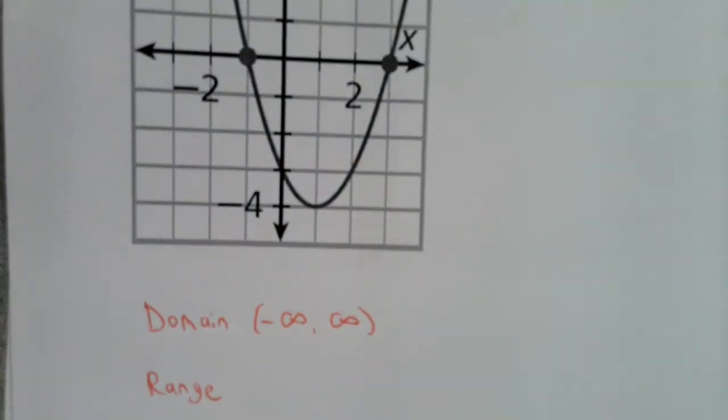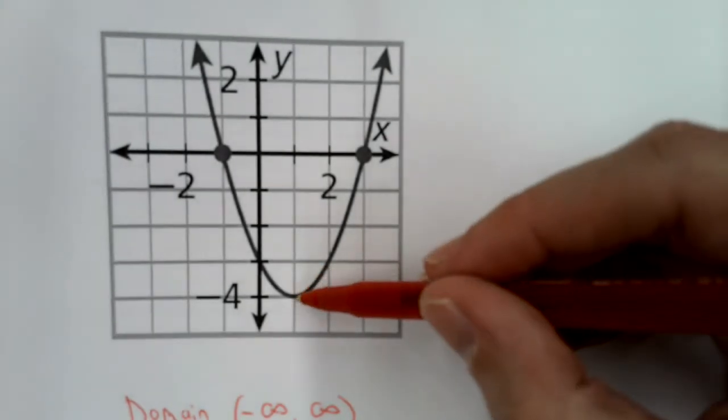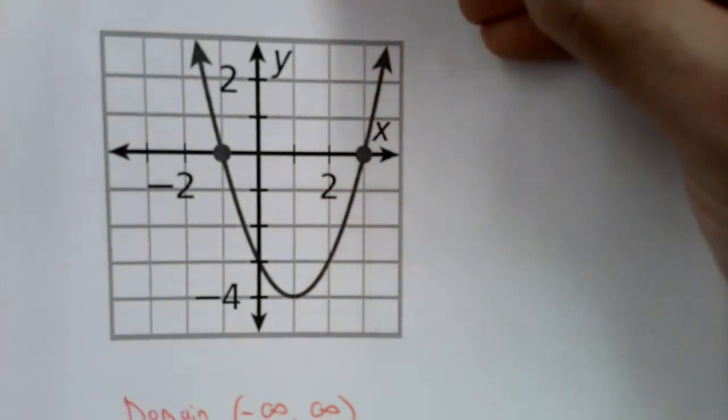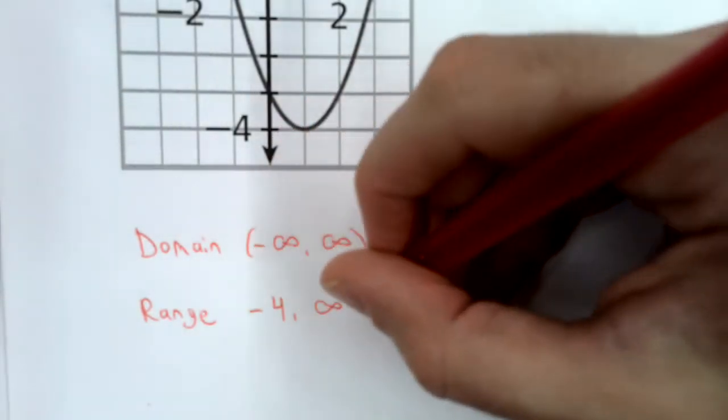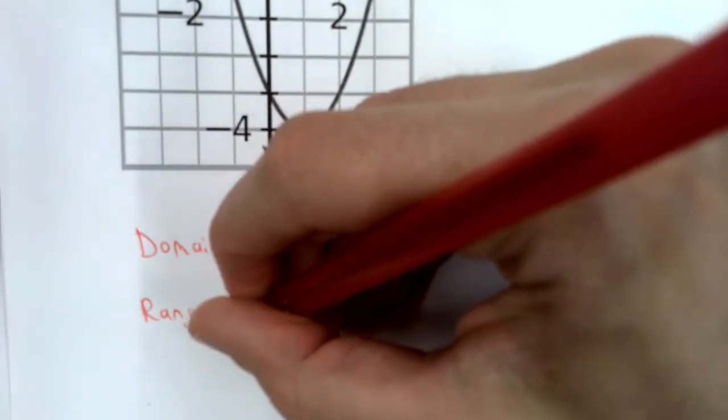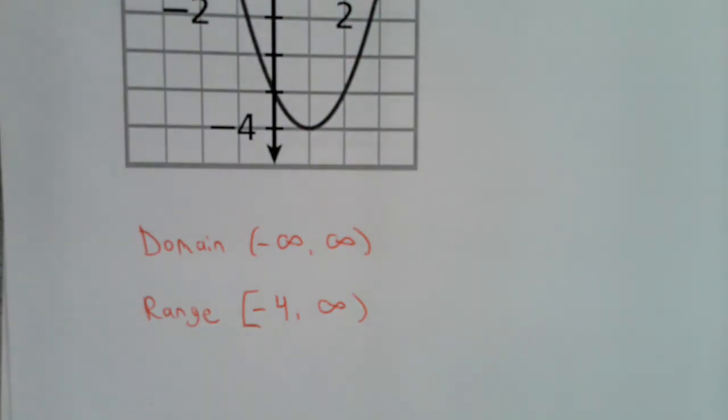The range is the y values in this graph. The y values go from -4 up forever. So -4 to infinity. Parentheses next to infinity and a bracket next to -4 like that.